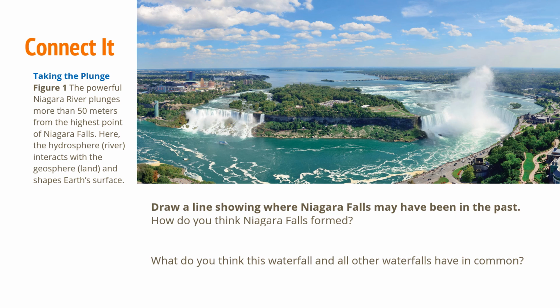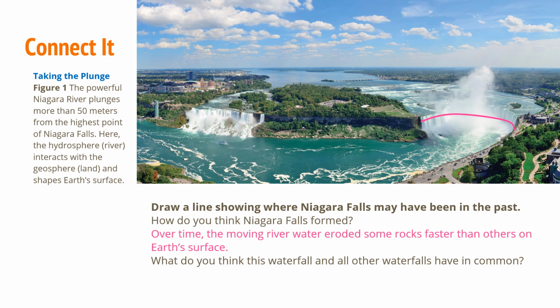First, we're going to draw a line showing where Niagara Falls may have been in the past. And so we can kind of assume that the falls would have been up further. So how do you think Niagara Falls formed? And over time, the moving river water eroded some rocks faster than others on our surface. What do you think this waterfall and all other waterfalls have in common? And they are all formed from erosion by rivers.